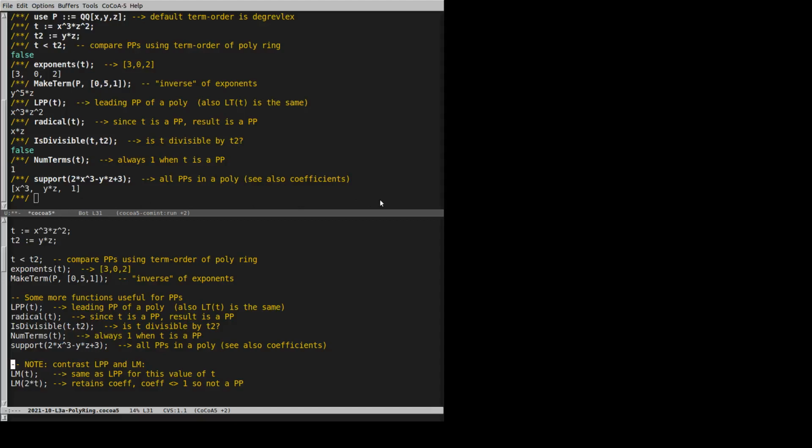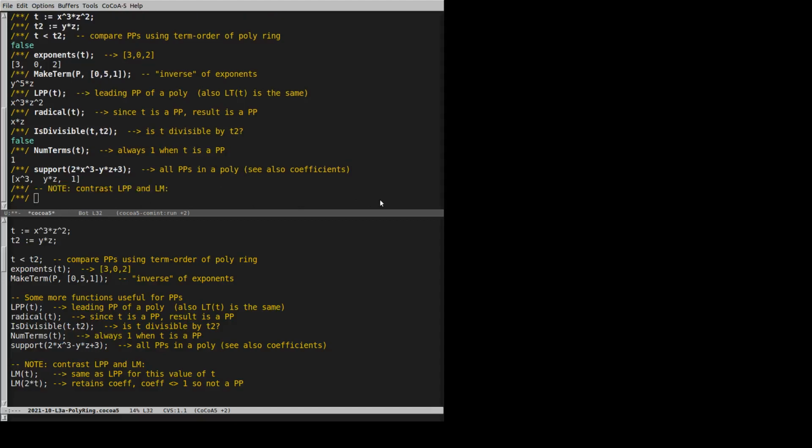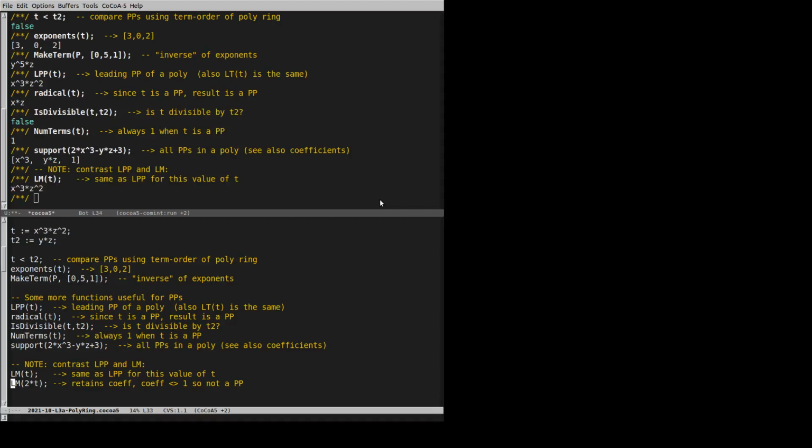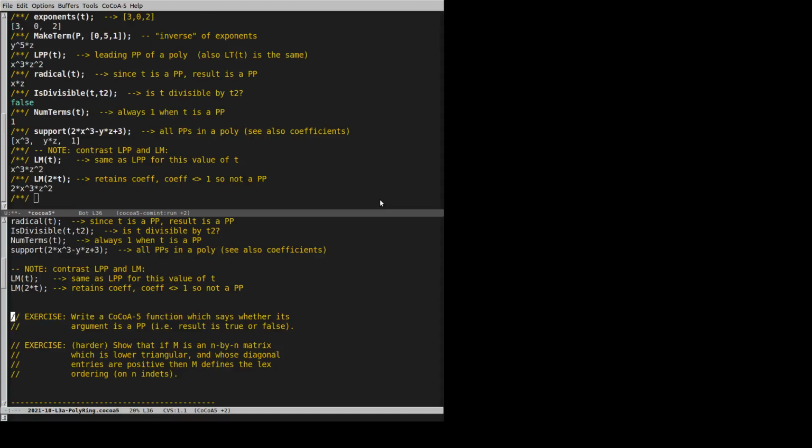Just a quick note here to contrast LPP, the leading power product, and LM, the leading monomial, that takes into consideration the coefficient. So we have, for example, the leading monomial of t in this case, which we already know is a power product. The result here is then, in fact, also going to be a power product again because the coefficient is 1. But leading monomial retains the coefficient in there, so the coefficient appears in the result. And so, in general, the leading monomial of a polynomial is not going to be a power product. It would be if and only if the coefficient is 1.